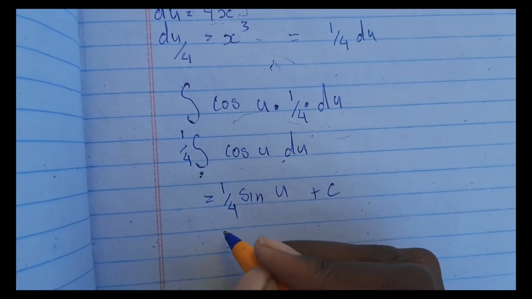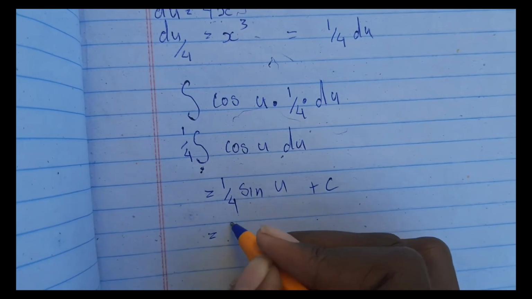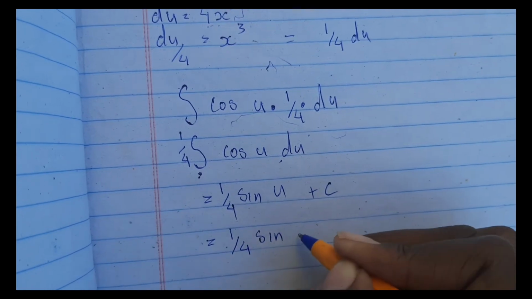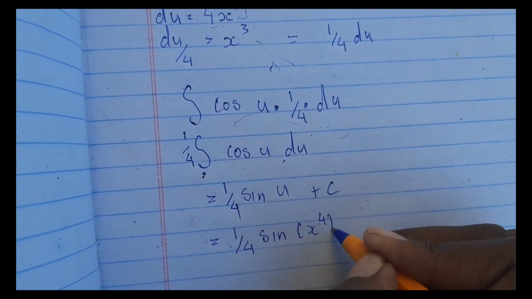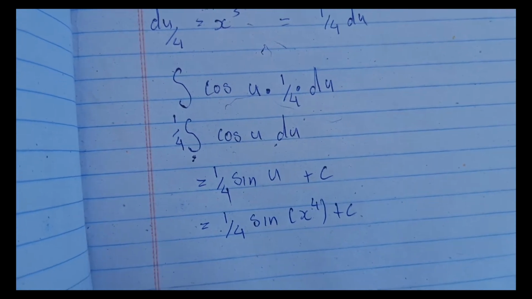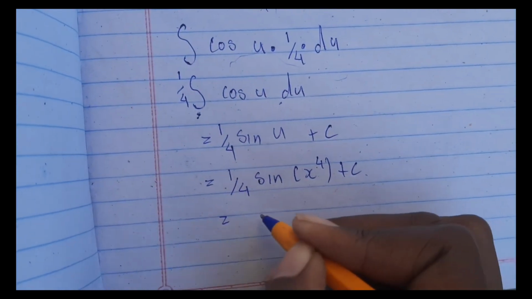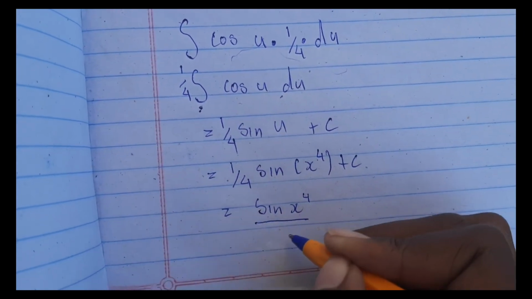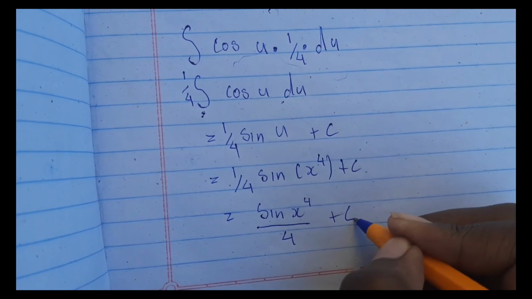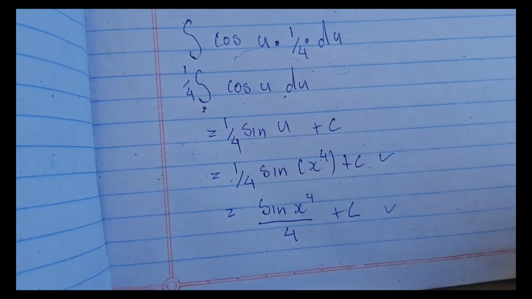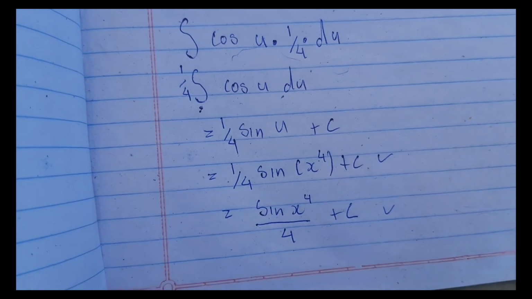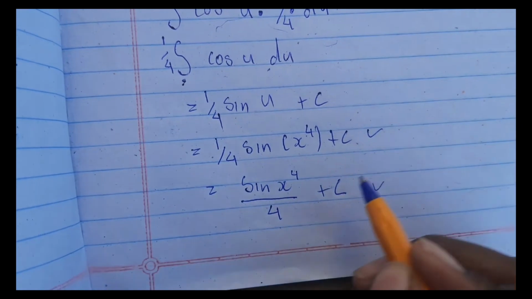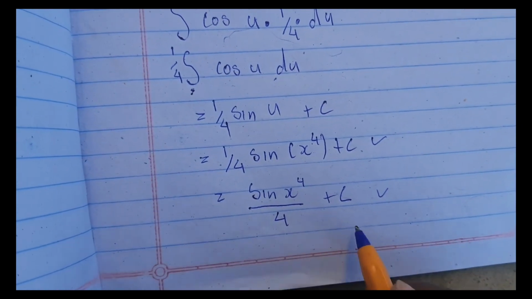But we're not yet done. This is basically the answer, but we're not complete yet. We need to replace the u with its actual value, x to the 4th, plus c. You can also rewrite this as sine x to the 4th over 4 plus c. These two are actually the same thing, but if it was up to me, I would write it in this version. I feel like this is more presentable.